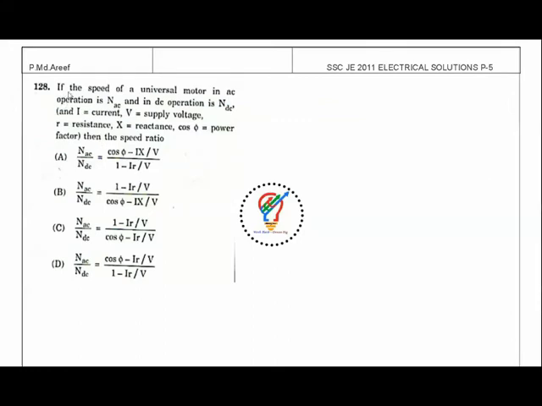The next question here is, if the speed of a universal motor in AC operation is NAC and in DC operation is NDC, and here I is the current, V is the supply voltage, R is the resistance, X is the reactance, cos phi is the power factor, then the speed ratio is. So universal motor means it's a series motor, like this. Now it is operating on DC supply as well as AC supply.